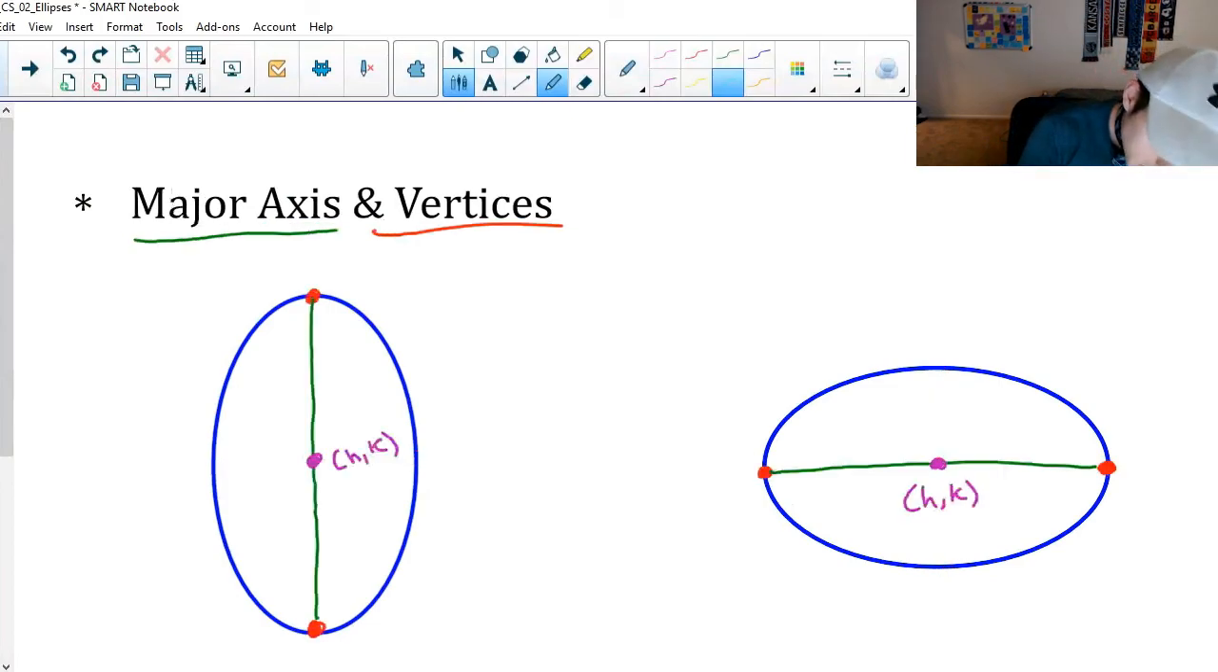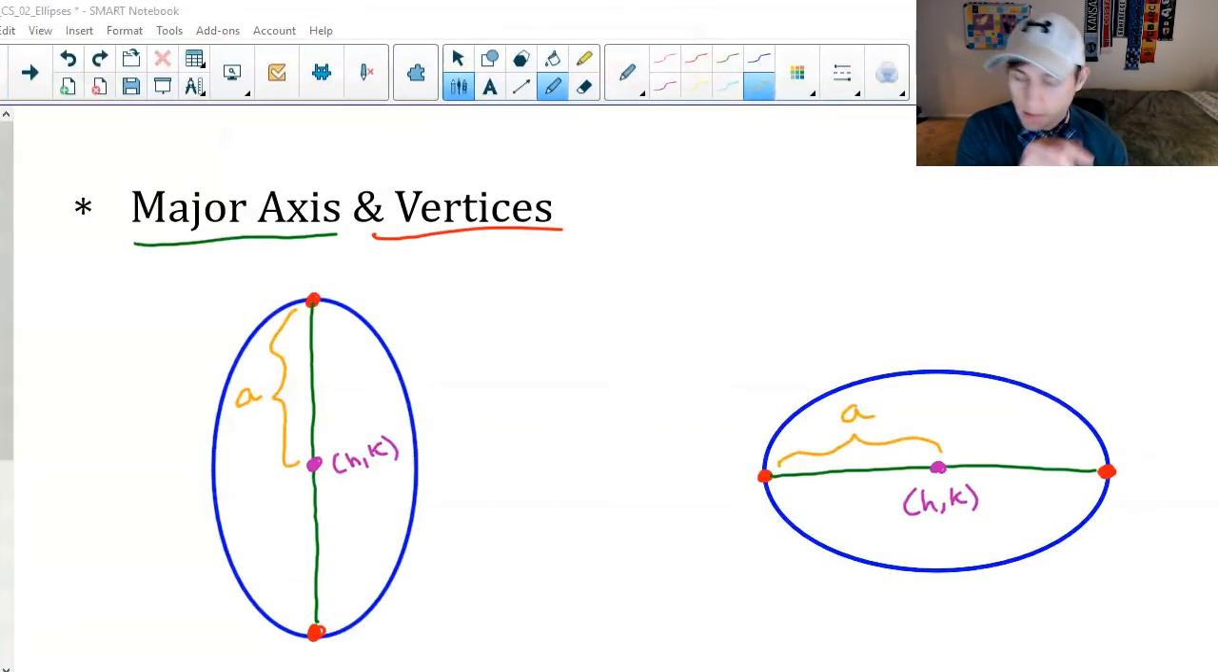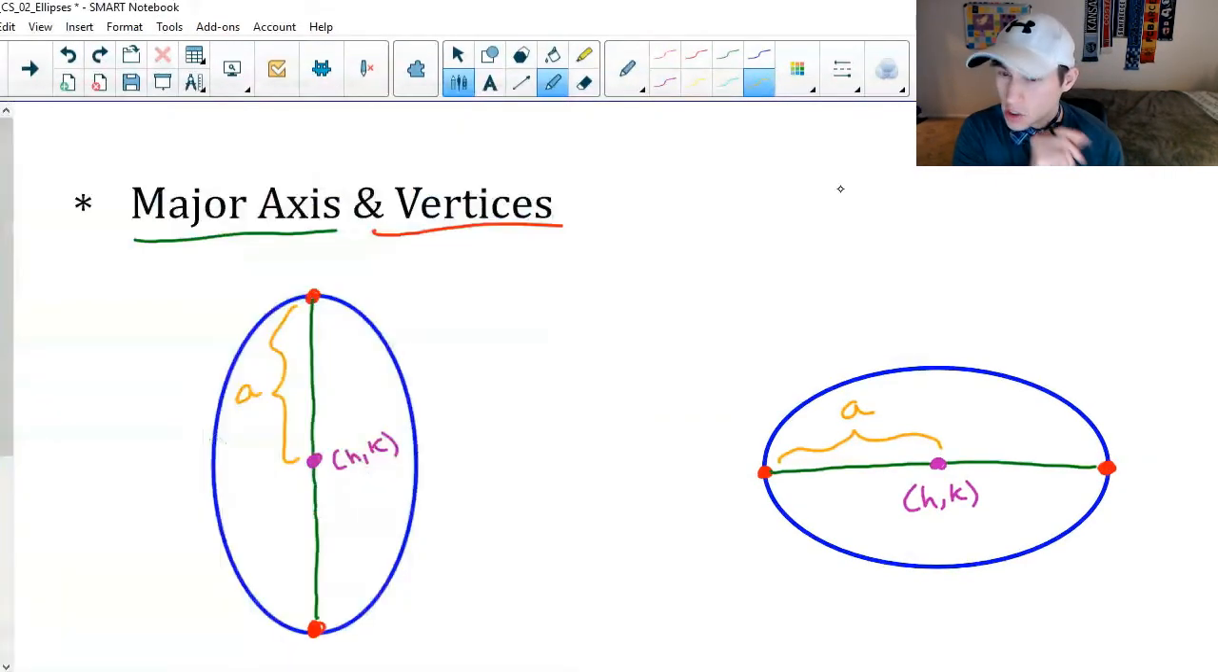So for major axis, the way that we know where the vertices are, the distance between them is always A. Right, that largest number from the equation that we talked about before. Right, A represents the distance from the center to either vertex.